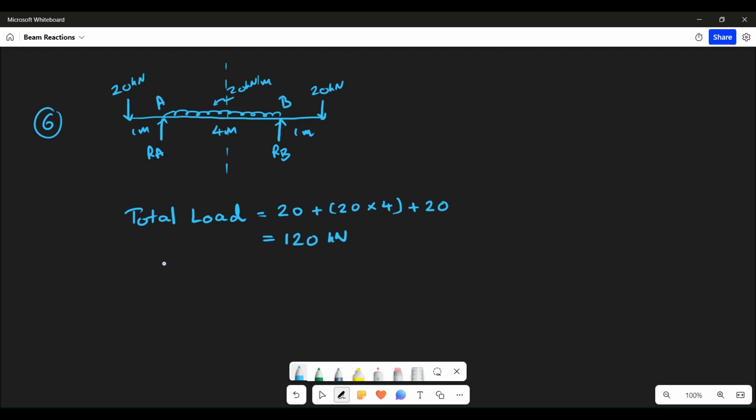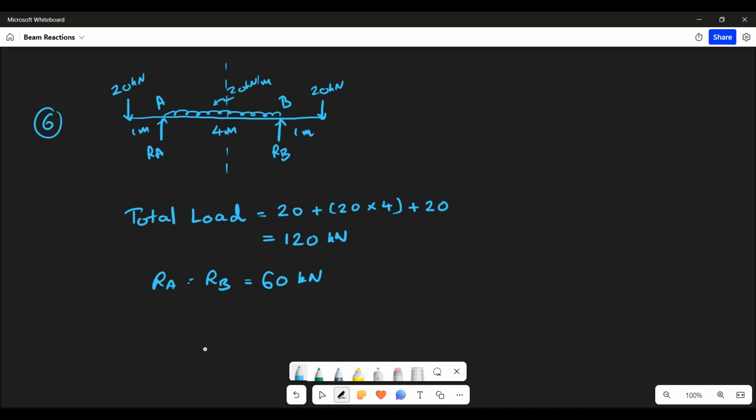This is total load. So RA and RB both will be carrying this total load equally because the beam is symmetrical. RA should be equal to RB, which is half of this, that is 60 kilonewton. Okay, this is how you can solve the symmetrical beam, but be careful. You need to check everything. The forces should be equal, load should be equal, as well as the distances here should be equal. Then only you can call this a symmetrical beam and apply this shortcut.